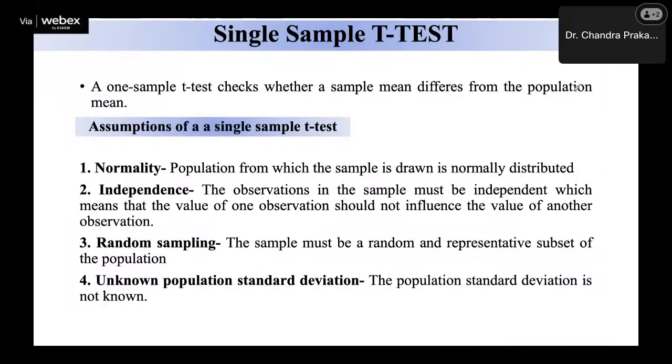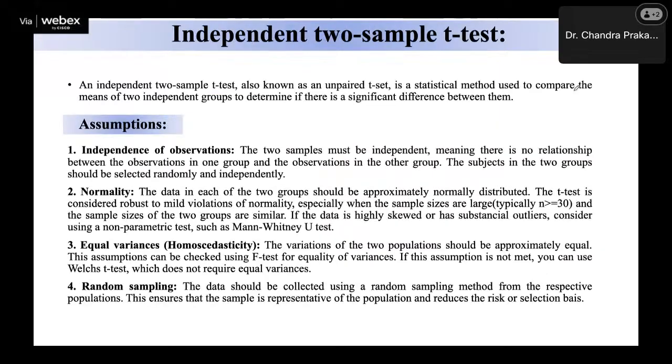In case of the single sample t-test, we assume the normality is there, the population from which the sample is drawn is normally distributed. Independence is there, the observations in the sample must be independent. Random sampling, the sample must be a random and representative subset of the population, and unknown population standard deviation is there. In case of the independent two sample t-test, it is also known as the unpaired t-test.